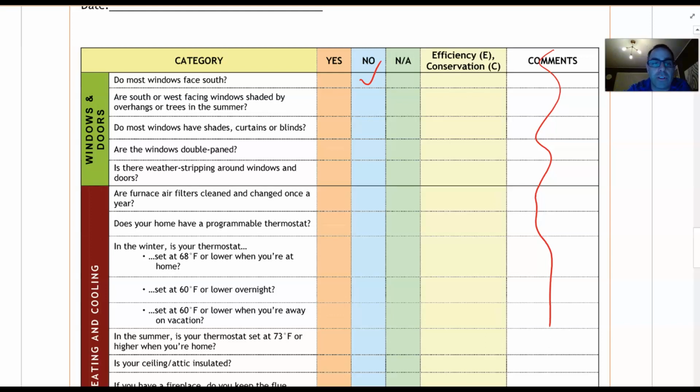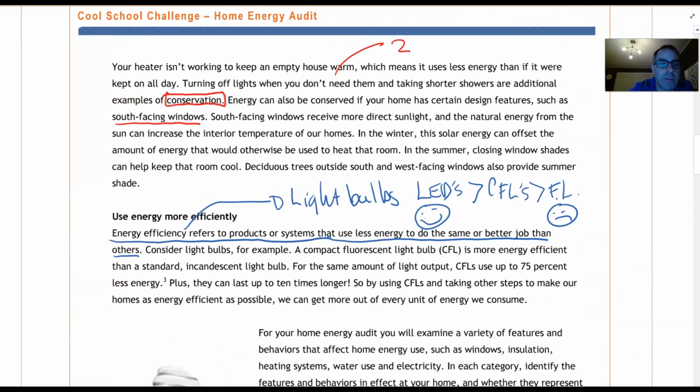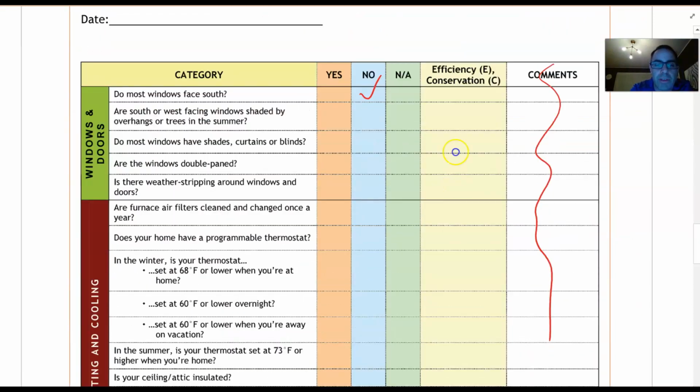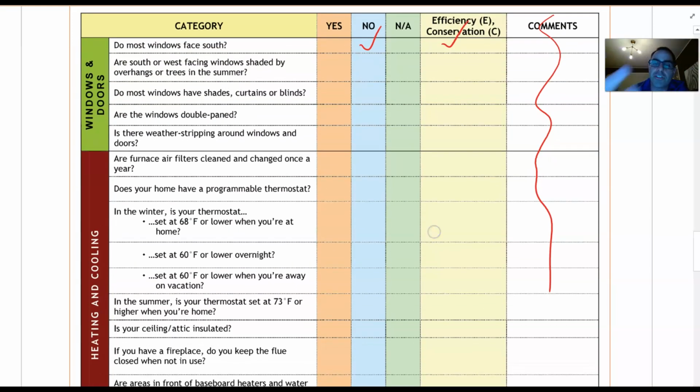So if you're not sure, you can always go back up and take a look and say, where did they talk about south-facing windows? Oh, south-facing windows, conservation. And so then you can say, oh, okay, that's a conservation. All right. Now, what I would like you to do in your activity is you're going to go through and check all this off, and I would like you to make a quick audio recording for each page, just explaining, because I've broken this up into a few pages, why you chose something as energy efficiency versus conservation.